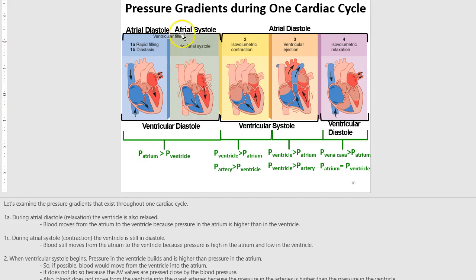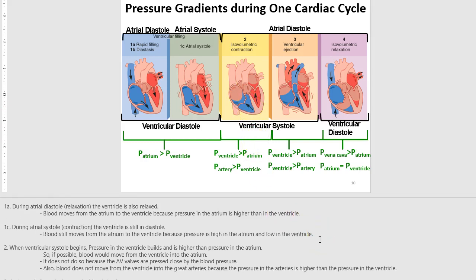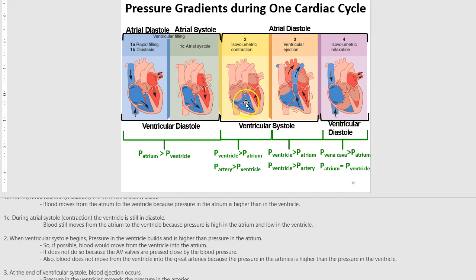That happens during atrial diastole and atrial systole, I'm sorry. During ventricular systole, now pressure is building in the ventricle. As pressure builds in the ventricle, it will be higher than the pressure in the atrium. So pressure in the ventricles will be higher than the pressure in the atria.